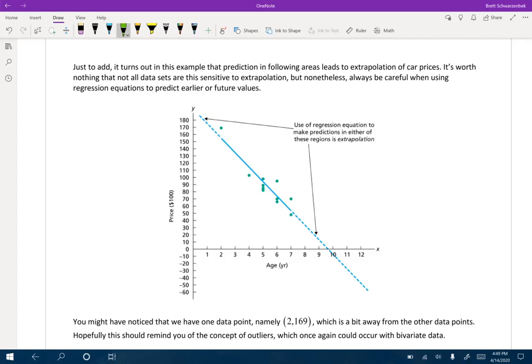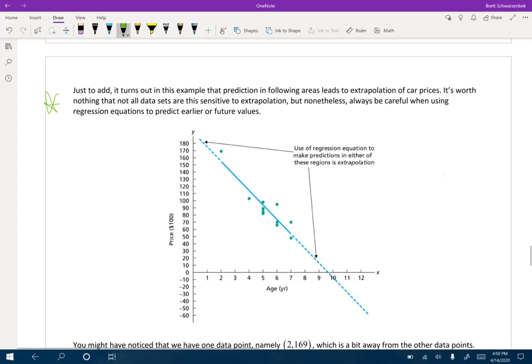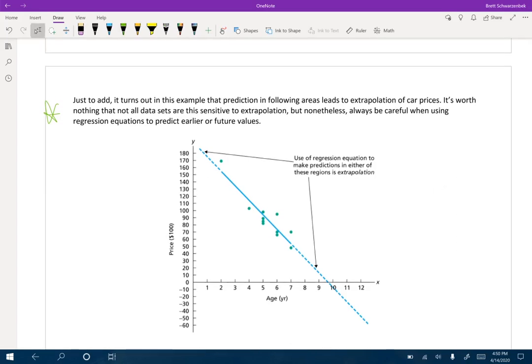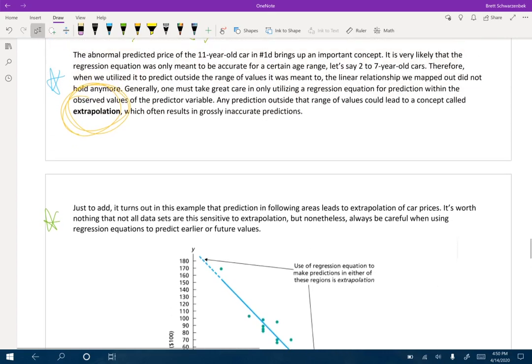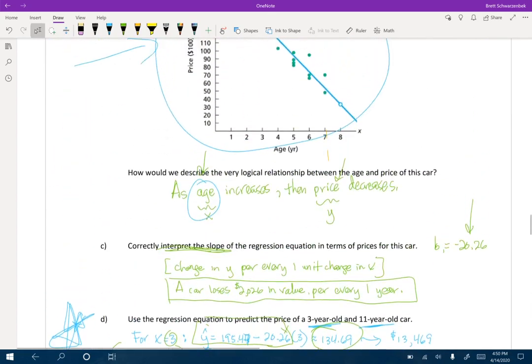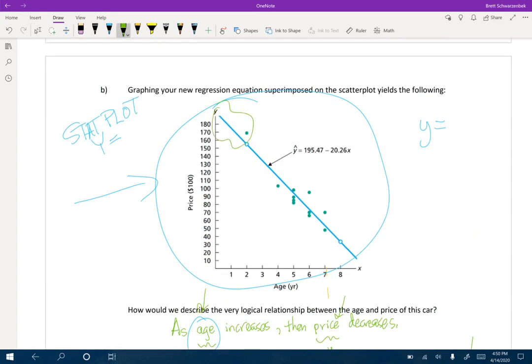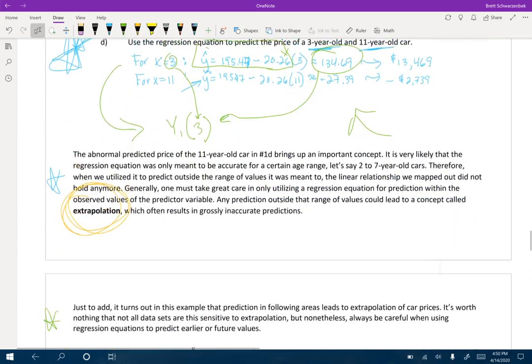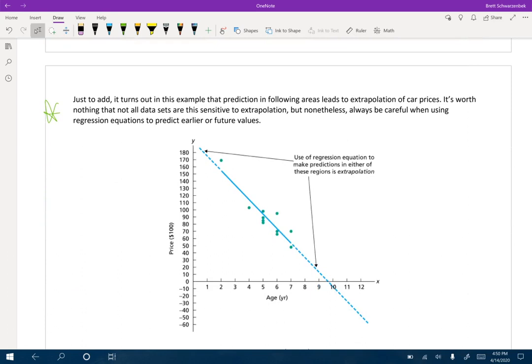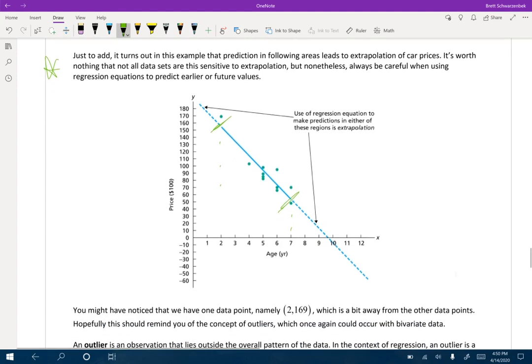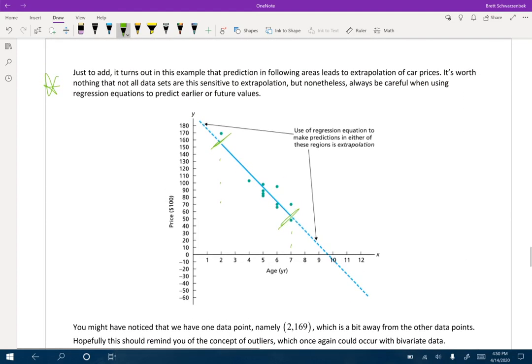At the top here it says, just to add, it turns out in this example that prediction in the following areas leads to extrapolation of car prices. Remember, we just talked about how if we predicted outside 2 and 7, then we might get extrapolated results. Well, it turns out that that is exactly the case. Look at the dashed part of the line. Everything before 2 and after 7 in terms of x values turns into an extrapolation. So we want to be very careful with that. But there's more to that than you would think. So let's talk about that.